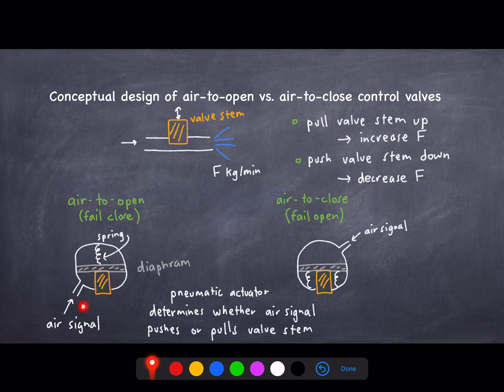And if you consider when this air signal goes to zero, you lose air, what happens is the spring will win the force balance, push down this valve stem, and the valve will be closed. And so that's why it's a fail-close valve.